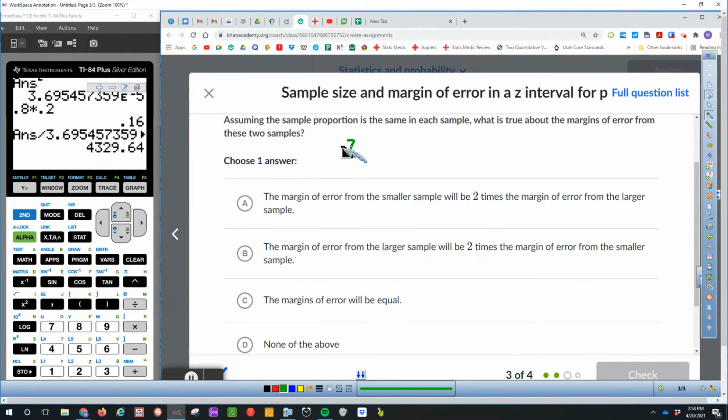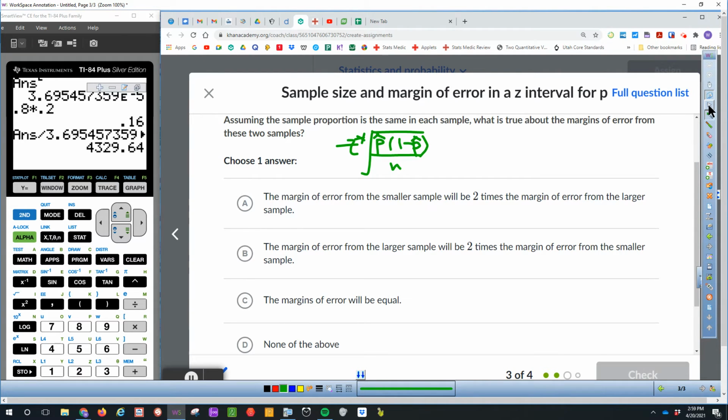So it's interesting. Margin of error, like I said, is z star times the square root of p hat times 1 minus p hat divided by n. They say here the margin of error from the smaller sample size will be 2 times the margin of error from the larger sample. For both, the z-score will be the same, and the p hat will be the same, assuming the sample proportion is the same. The only thing that will be different is the sample size. One will be 50, one will be 100.